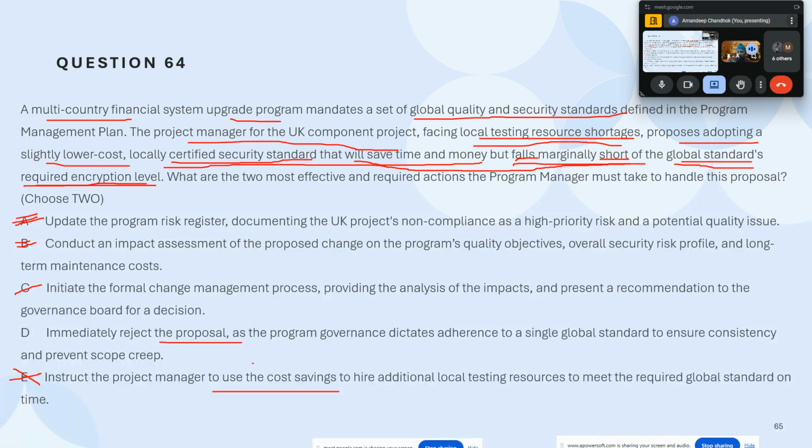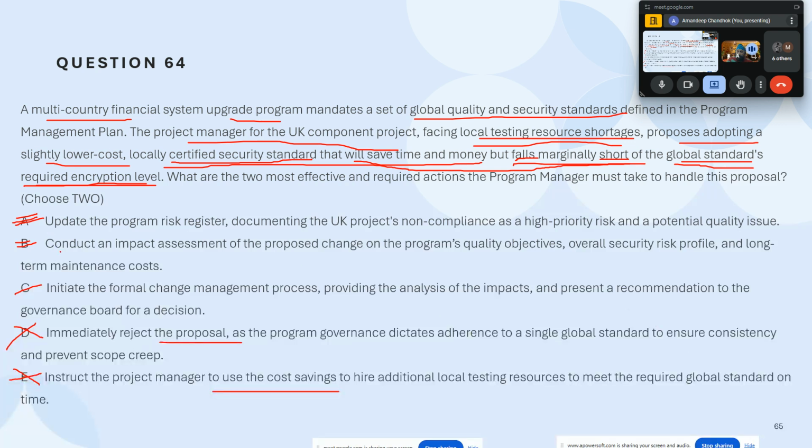Immediately reject the proposal. Hold on, right? We understand there could be some kind of a misalignment, but don't immediately take any action. Remember, whenever you're getting into these situations, first you need to understand. Saying immediately reject the proposal doesn't meet because we have to align to the global standard. You would eventually do that, but that may not be the first thing you want to do. You want to get a bit more understanding around it.